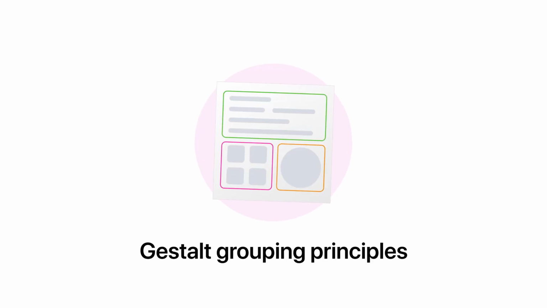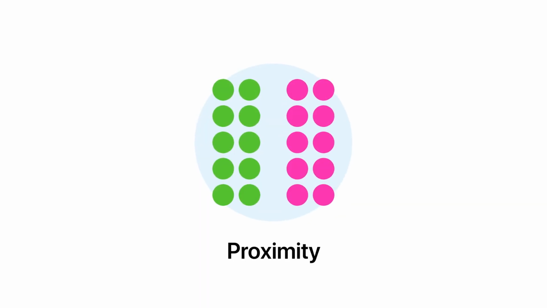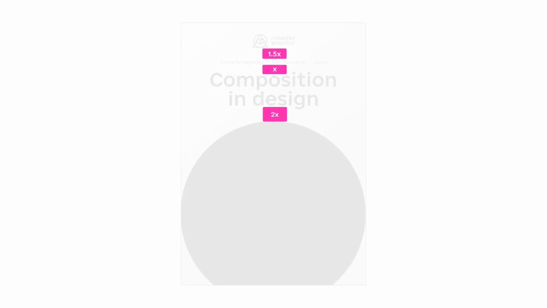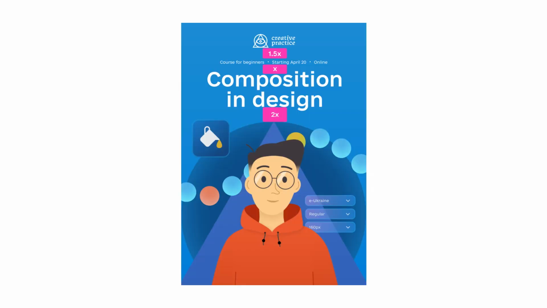Now let's explore how the Gestalt grouping principles aided us in crafting this composition. These principles are useful tools as they help simplify the perception of objects in a composition by grouping them. Our initial application of these principles was with the principle of proximity. By positioning inscriptions with similar meanings next to each other, we created a group that includes the course level, start date, and format, all linked to the course name.